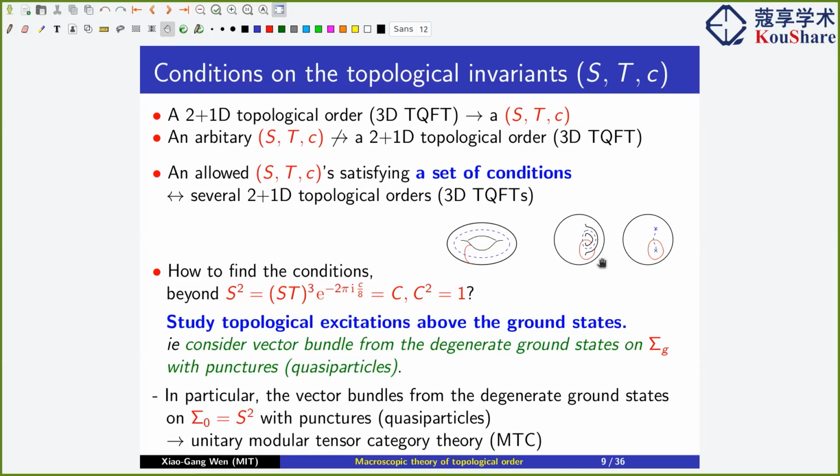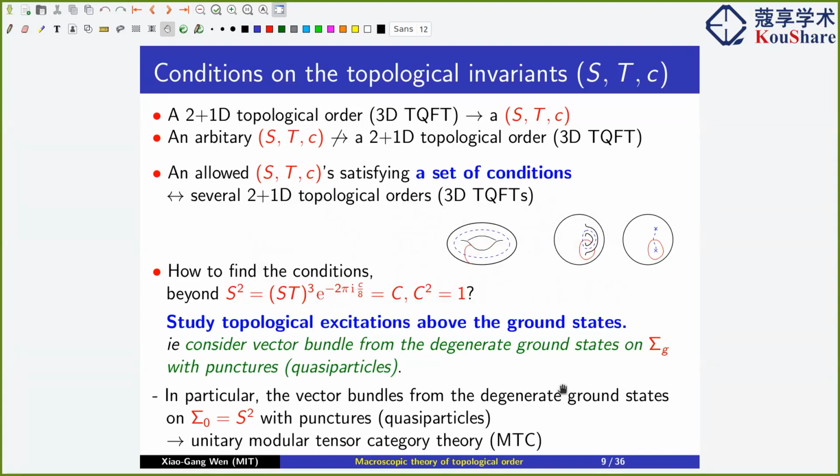That's too complicated. So I was thinking about this ST matrix using this approach. But it turns out that, at least at the moment, we see that thinking about excitation is more helpful, and actually the theory about excitation developed faster.